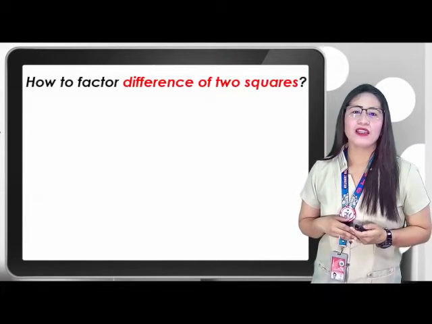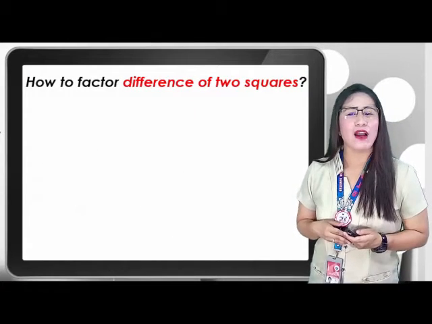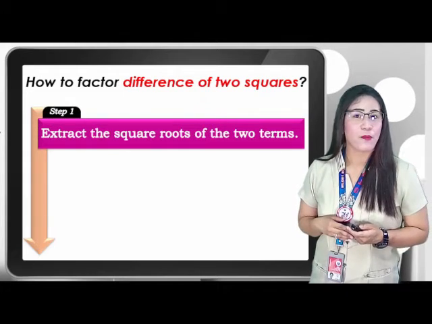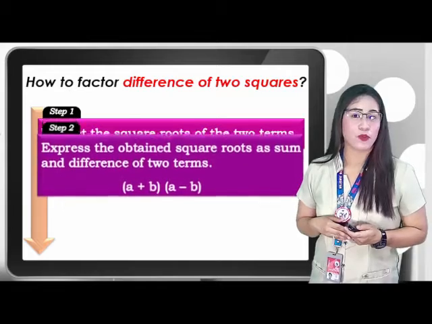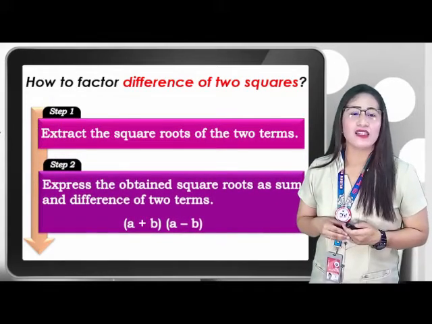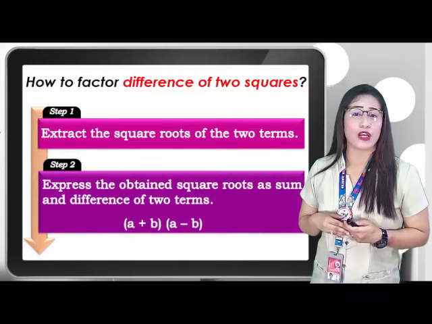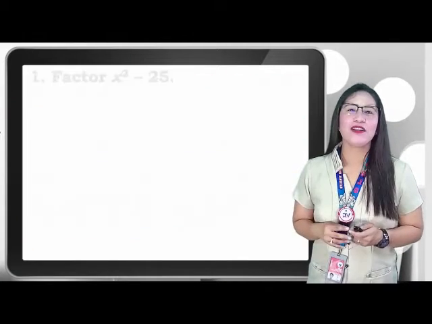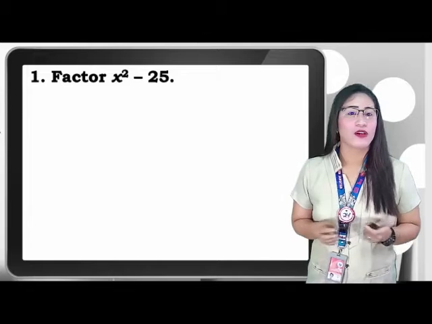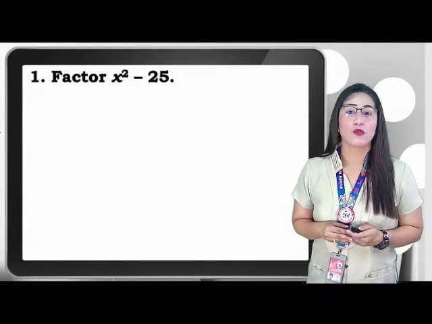In factoring difference of two squares, we will follow two easy steps. Step 1. Extract the square roots of the two terms. Step 2. Express the obtained square roots as sum and difference of two terms. Example number 1. Factor x squared minus 25.